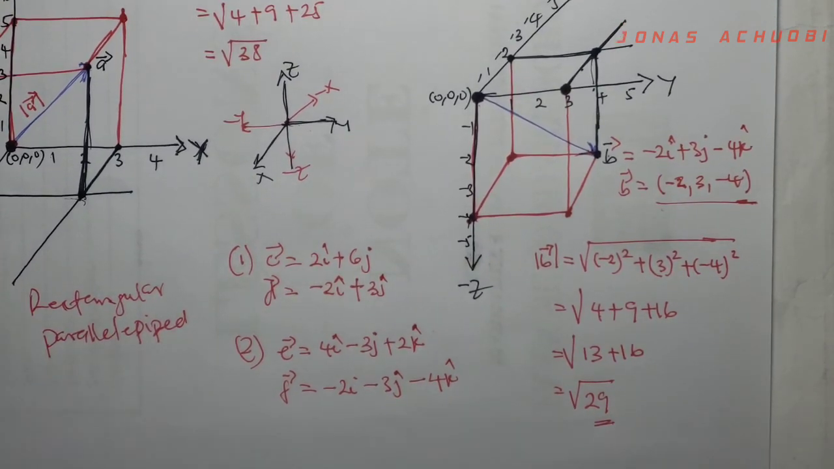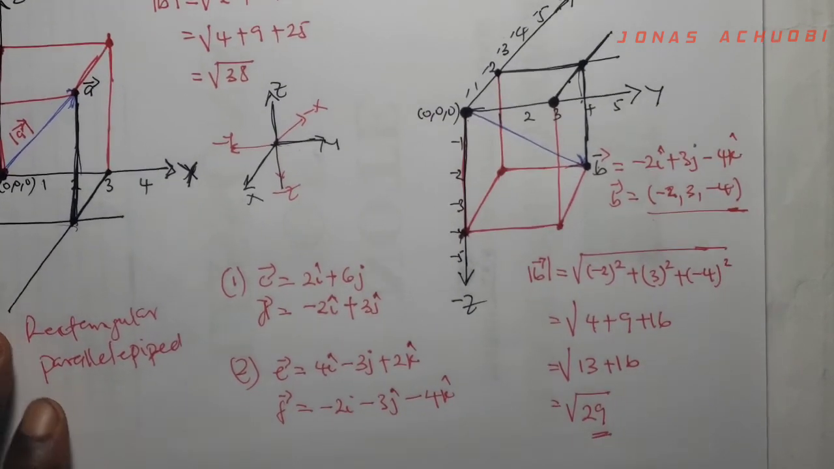Okay, I hope you understand now how to represent vectors in 2 and 3 coordinate systems respectively.